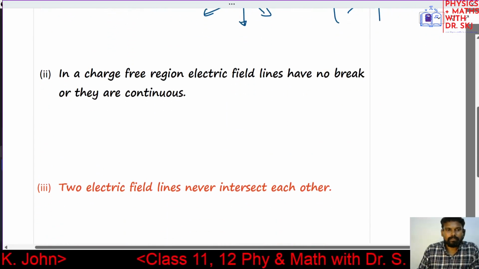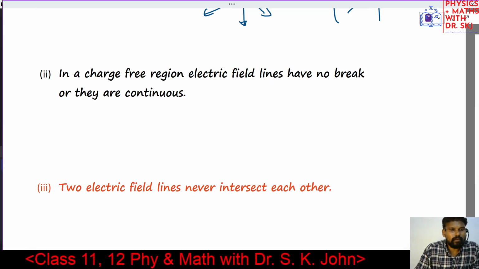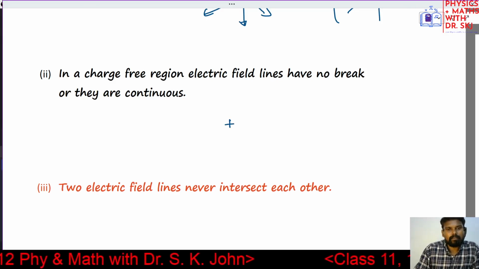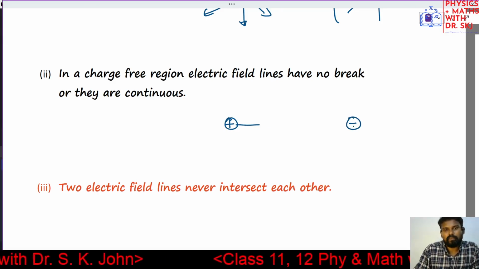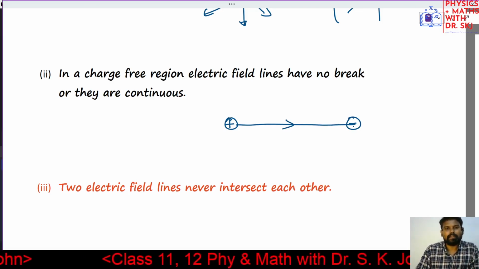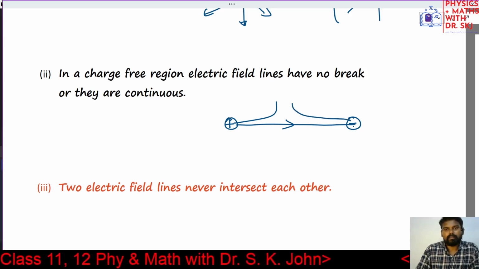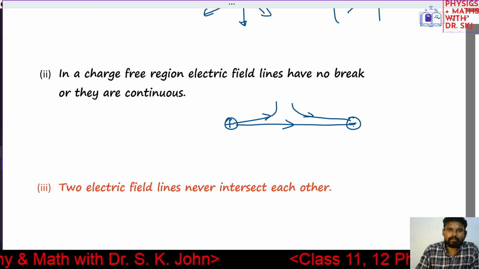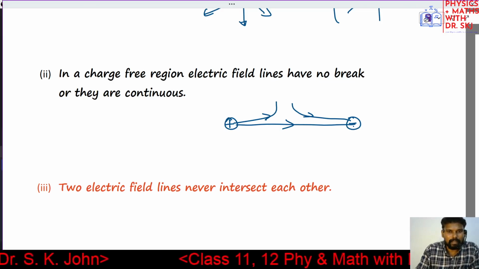Now the second property: in a charge free region, electric field lines have no break, they are continuous. Suppose this is a negative charge and this is a positive charge, the field will be continuous from this to this. There will not be any breaks in between. It cannot be like this, because here there is no charge. If there is a charge, it can be like this.